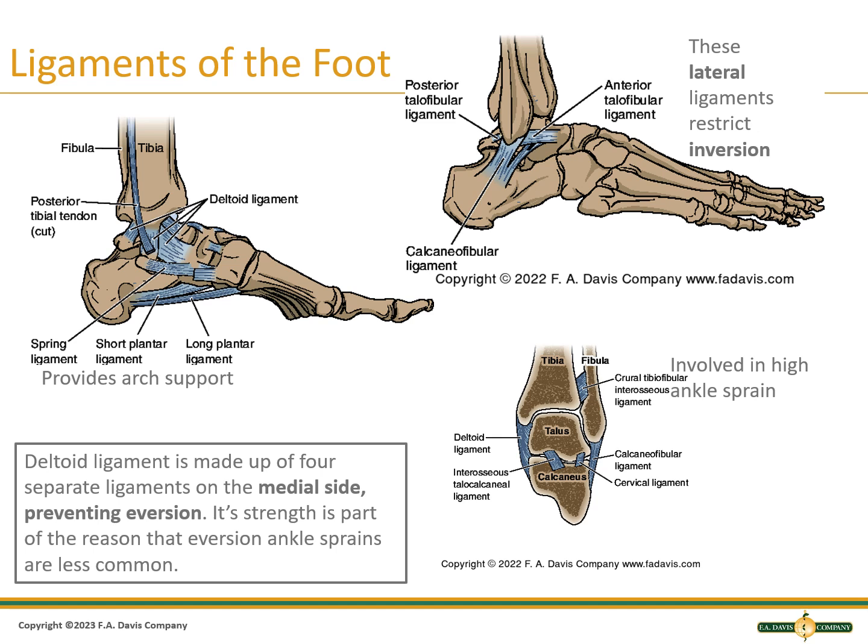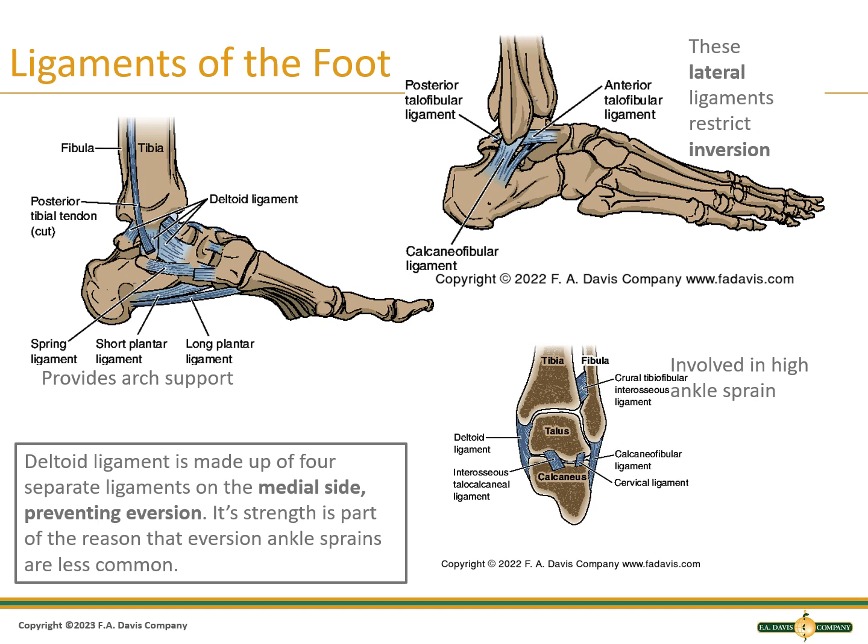We can see our posterior talofibular ligament, our anterior talofibular ligament, and our calcaneofibular ligament. These three are going to be our lateral ligaments that help to restrict inversion, and they are not as strong as our deltoid ligament. They are nicely named, though, for where they run. So our posterior talofibular runs from the talus to the fibula on the posterior aspect. Our anterior talofibular runs from the talus to the fibula on the anterior aspect, and our calcaneofibular runs from the calcaneus to the fibula.